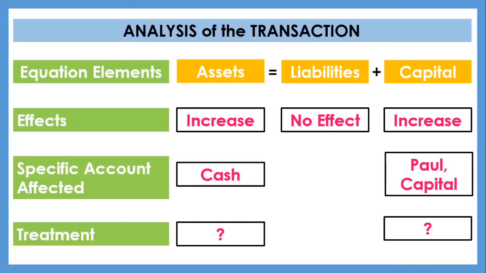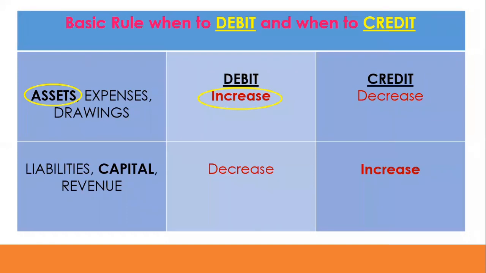Now, the last step in analyzing a transaction is how we treat our asset account and capital account. And so for this matter, we will ask ourselves, which account will be debited and which account will be credited? Now, in order to answer this question, it is imperative to go back to the basic rule as to when to debit and when to credit. Okay, so this is our basic rule as to when to debit and when to credit.